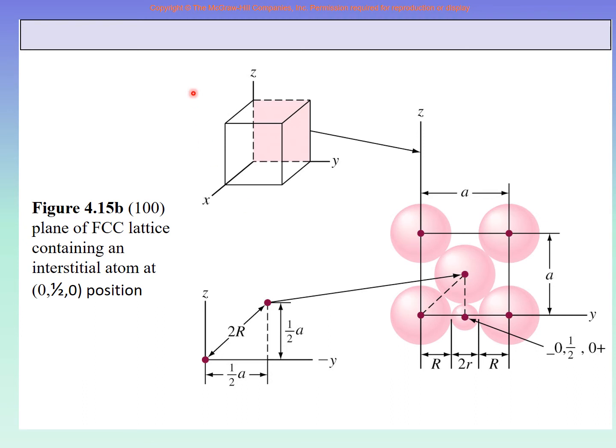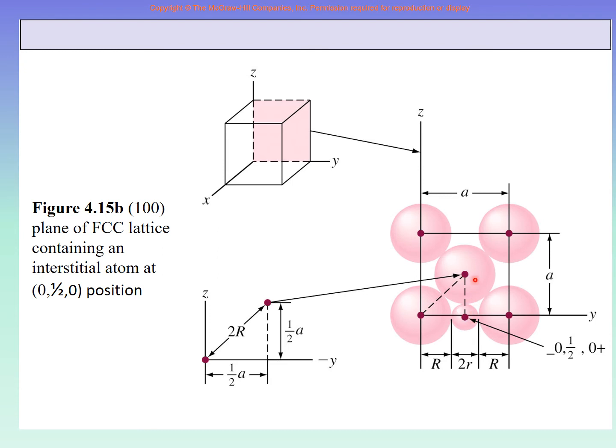So this is what you have to draw. First you draw the whole cube. On that, take the point 0, half, 0. See which face this point is on. For that face, just draw the face. That face will have 4 corner atoms and 1 central atom, each of radius capital R. And then inside, on this location, draw a small solute atom with radius small r.